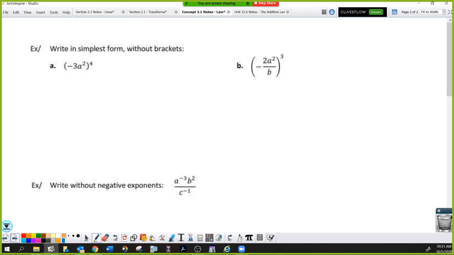Brackets. Yes, I don't, yeah. I'm not sure. I think they just call them, I don't know. That's a good question. I'm not sure.